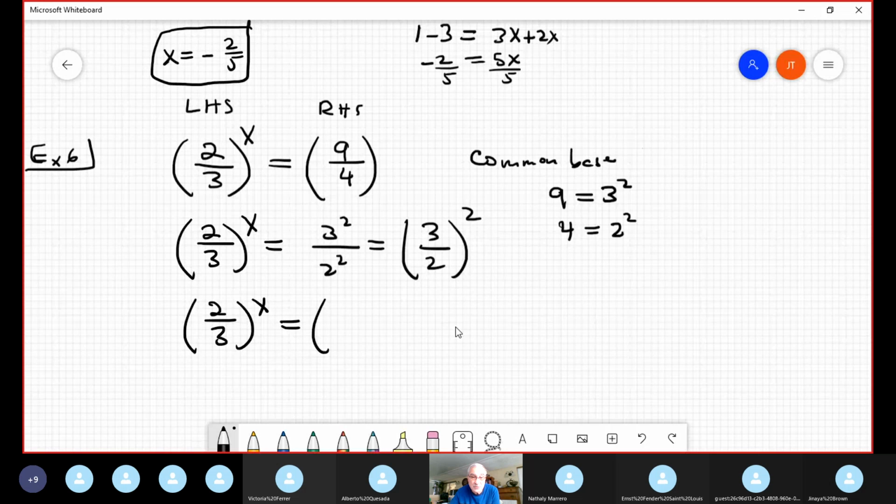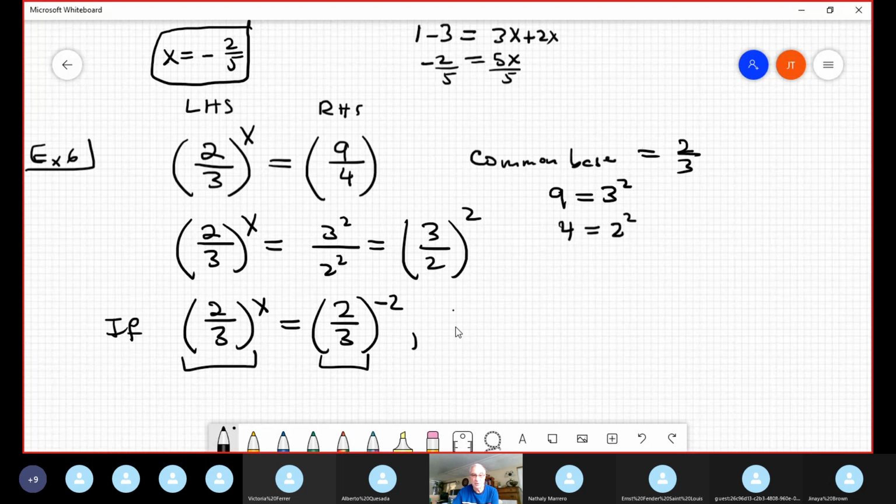And I flip over this 2/3 again, but I put -2, no? Remember, a negative exponent is the reciprocal. Now, in this moment, if we have two exponentials and the base is the same, which is 2/3, the common base is 2/3, then x is equal to -2. End of the story.